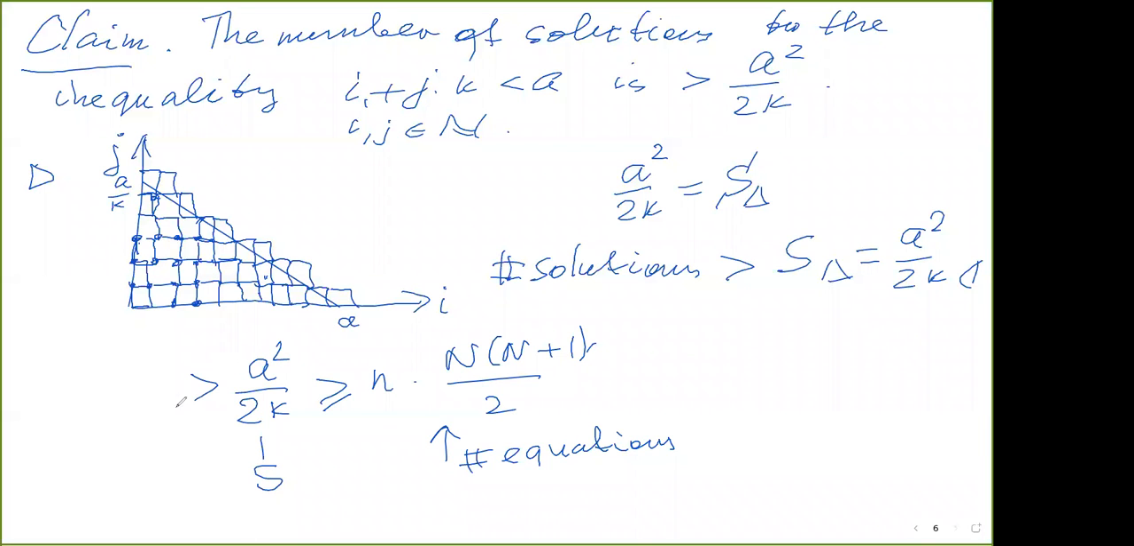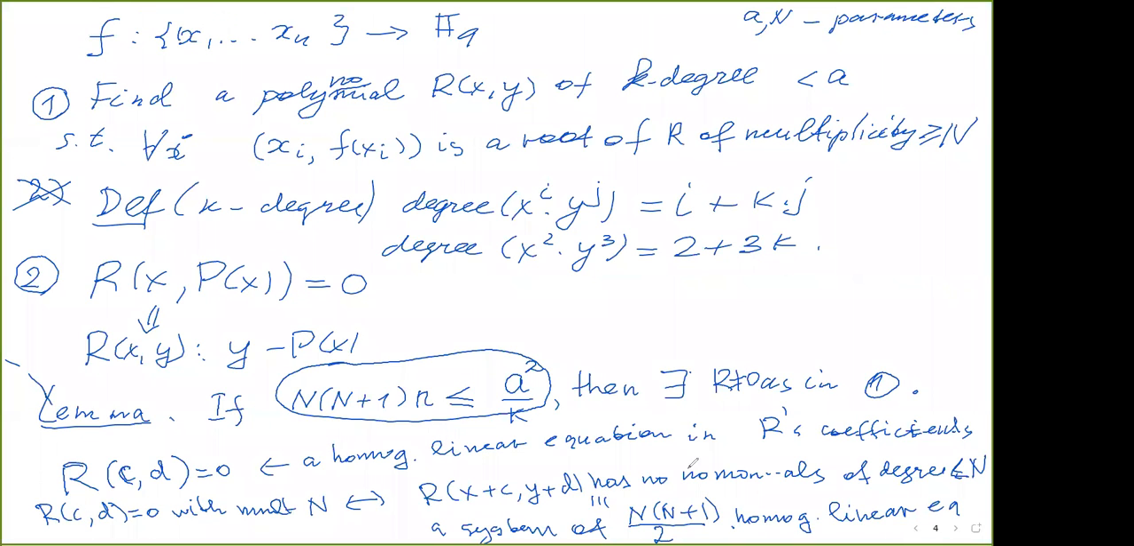And we know that the number of monomials is strictly larger than the square, and the number of monomials is equal to the number of variables in our system. So we obtain that our constraints form a system of homogeneous linear equations where the number of variables is strictly larger than the number of equations, and so it has non-trivial solutions.